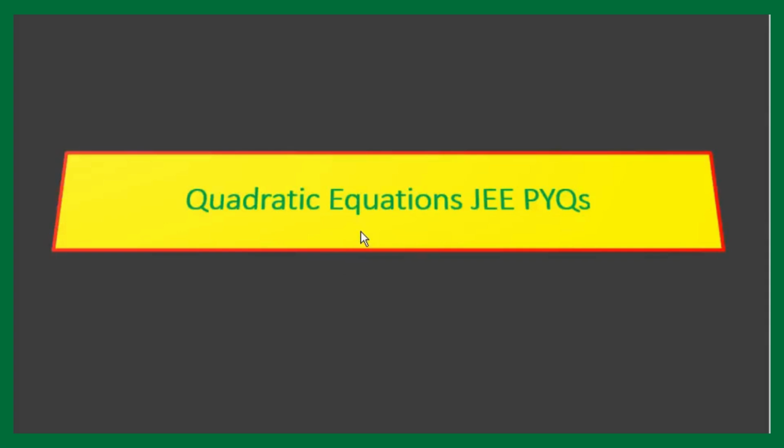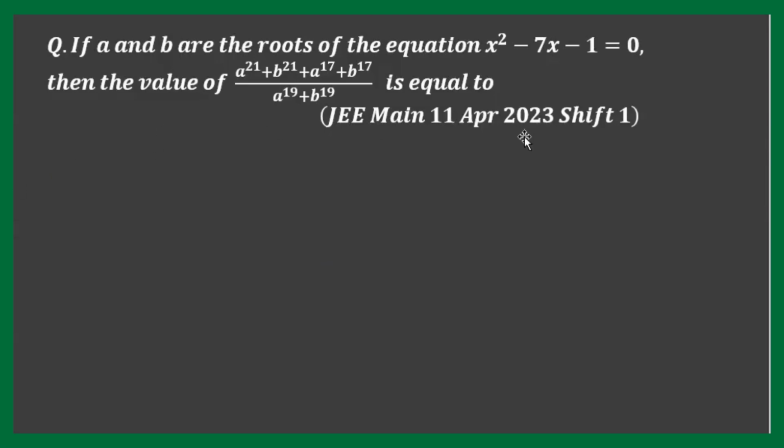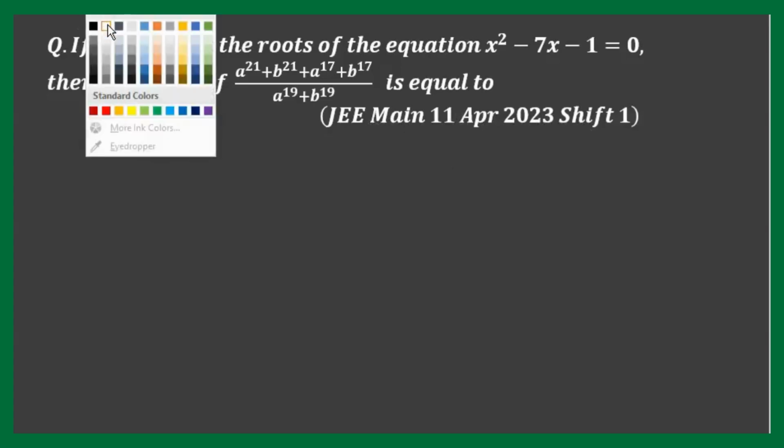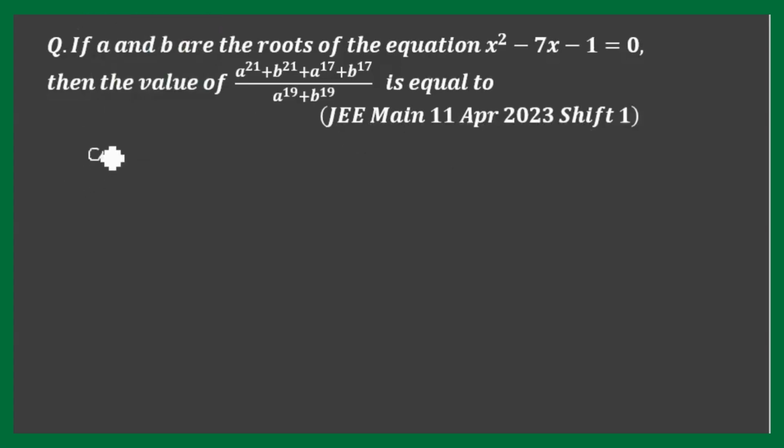In this video, I am going to solve one of the JEE quadratic equation questions. This question was asked on 11th April 2023, shift 1. We are given a quadratic equation, x square minus 7x minus 1 equal to 0, and we are told that a and b are the roots of this equation.